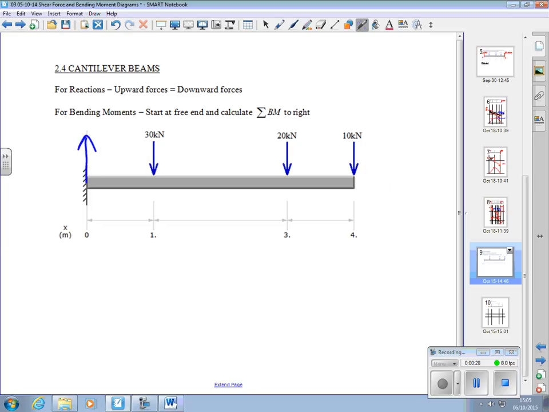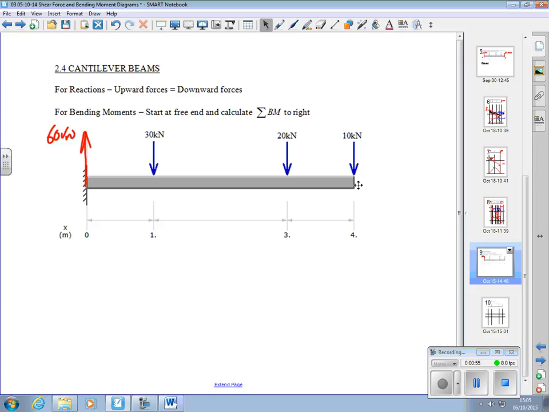What's this reaction force up at that point? Well, it's just a case of using the total downward forces must equal the total upward forces. So I've got 30 plus 20 plus 10 is 60 kilonewtons down. So there must be a reaction force of 60 kilonewtons at that end. Otherwise, it would either be moving up or down. So to find the reaction force, that's straightforward.